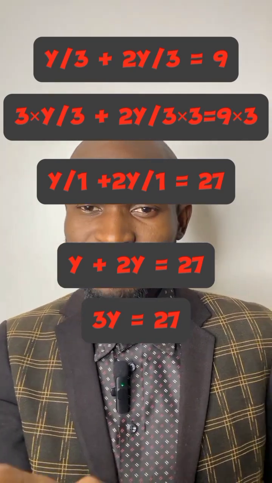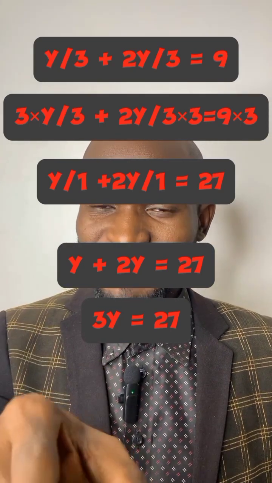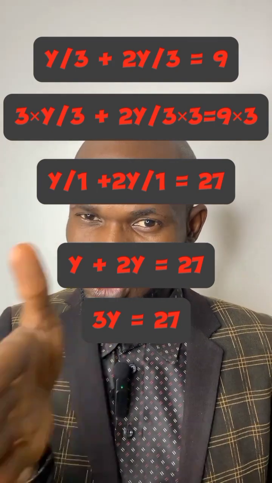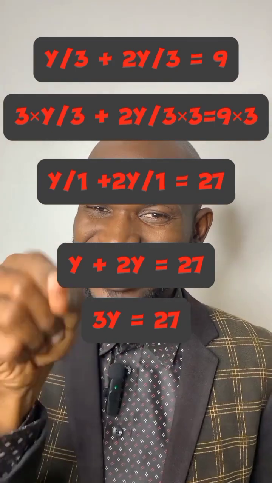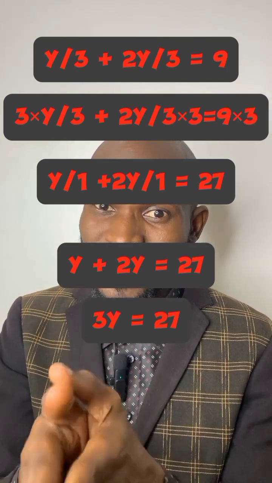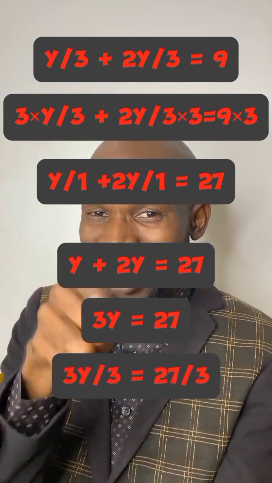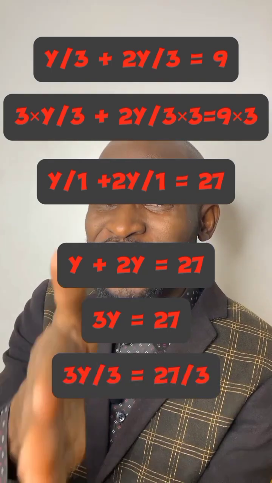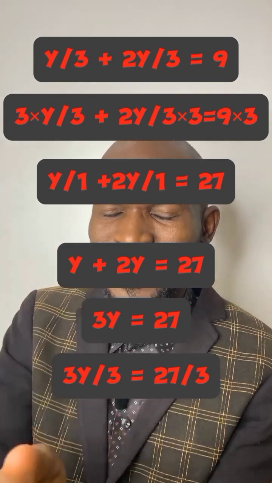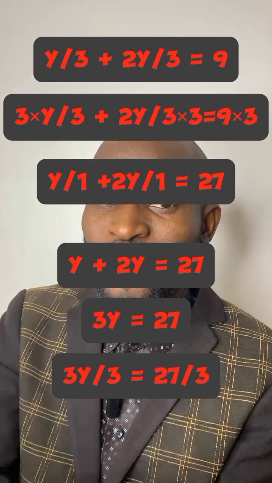At this point, note that the coefficient of y is 3. That number 3 that is with y is the coefficient of y. That is what coefficient means. The number that is just by the side of the unknown is the coefficient. So what you now do is to divide both sides by that number. That number is disturbing the unknown. You need to find the unknown, so you need to eliminate that number. Without eliminating that number, you can't find your unknown.